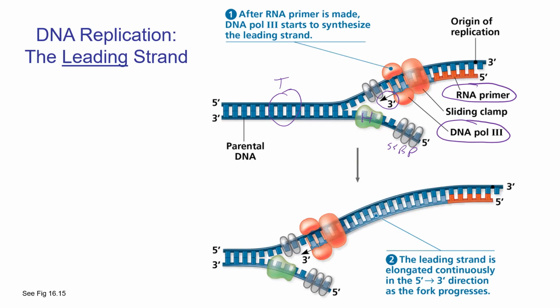So once things get going, you've got all those helpers that separate the DNA and all that, and the RNA primer that allows the DNA polymerase to get started. After that, it's all good, right? It can kind of zip along until it ends up at the end of the chromosome, or it meets the next replication bubble, and then its job is done.